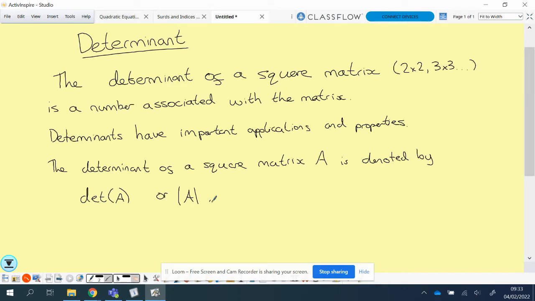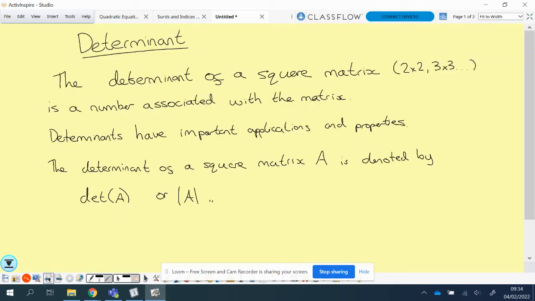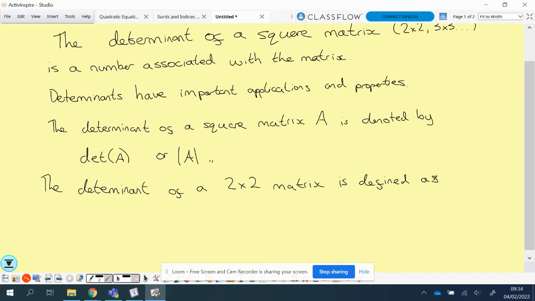So we're going to look at the 2 by 2 case first, and the 2 by 2 case is actually pretty straightforward. The 3 by 3 case takes a little bit more work, but we'll see that in a second. So the determinant of a 2 by 2 matrix is defined as follows.